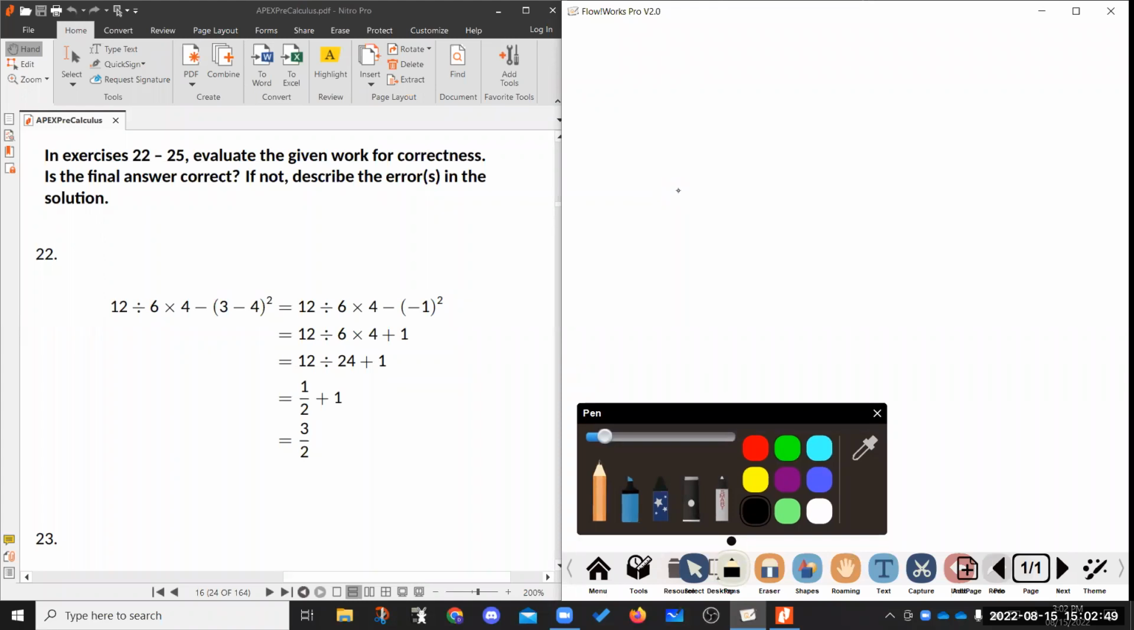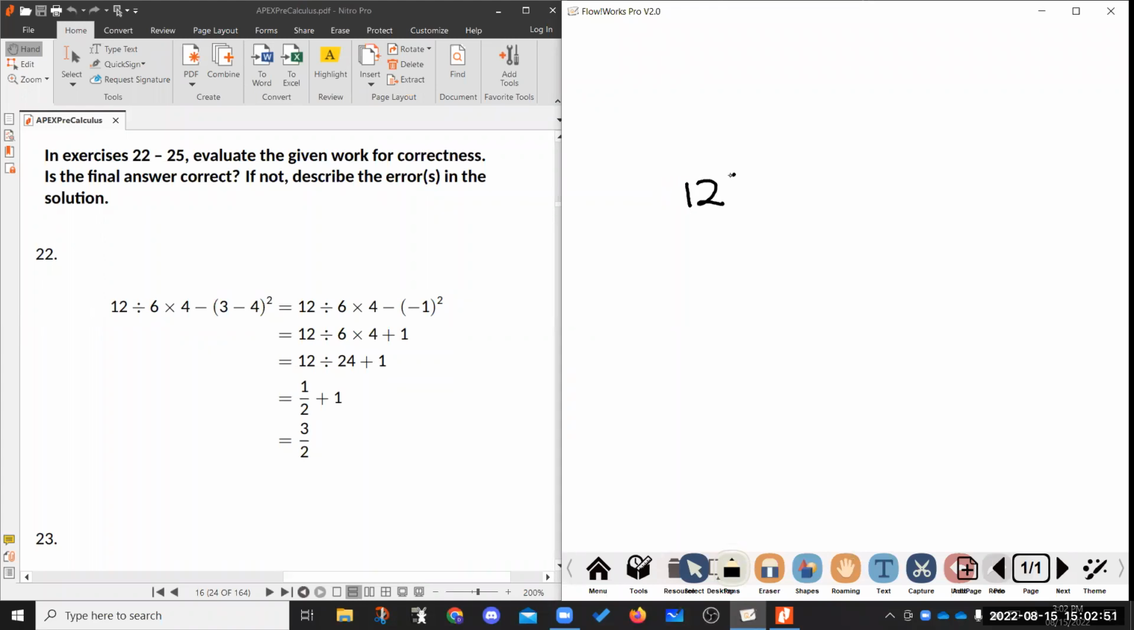This should have been 12 divided by 6 times 4 minus 1. The subtraction should have been left alone when I did those exponents. A negative 1 times a negative 1 is a positive 1. So subtracting a positive 1 is subtracting 1.